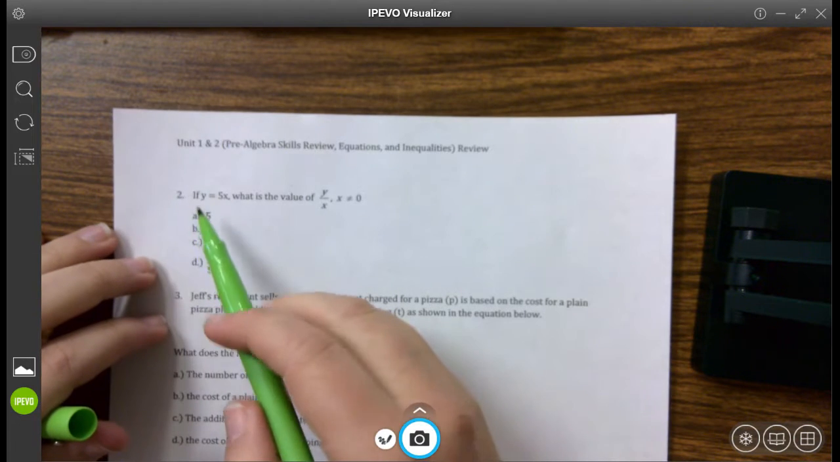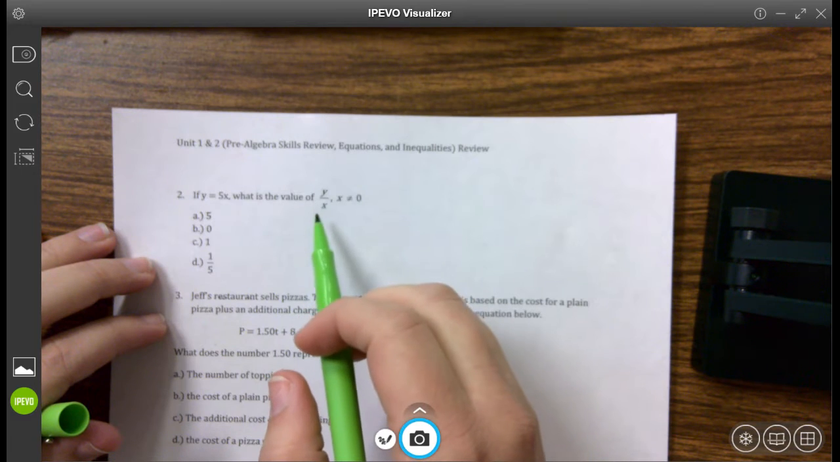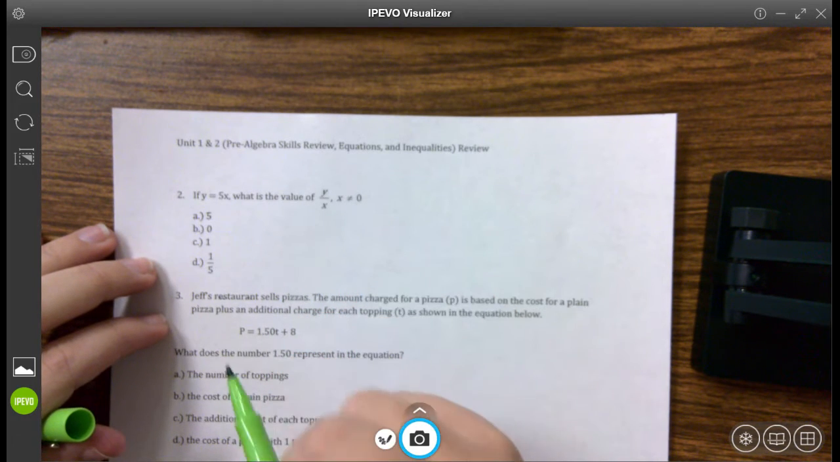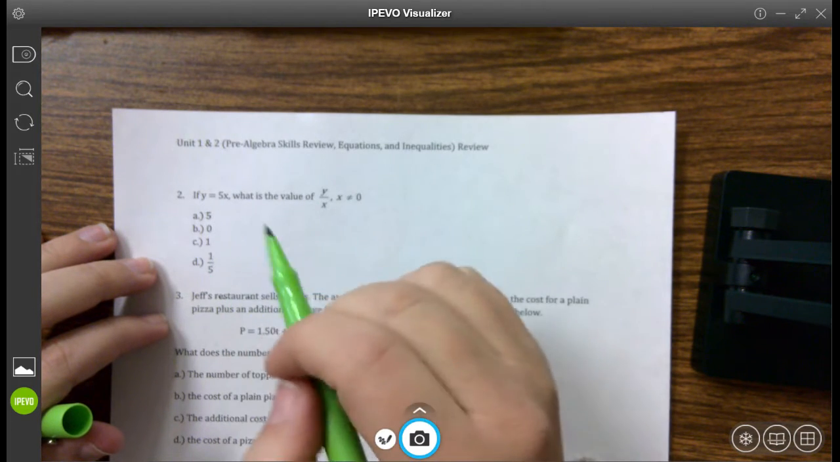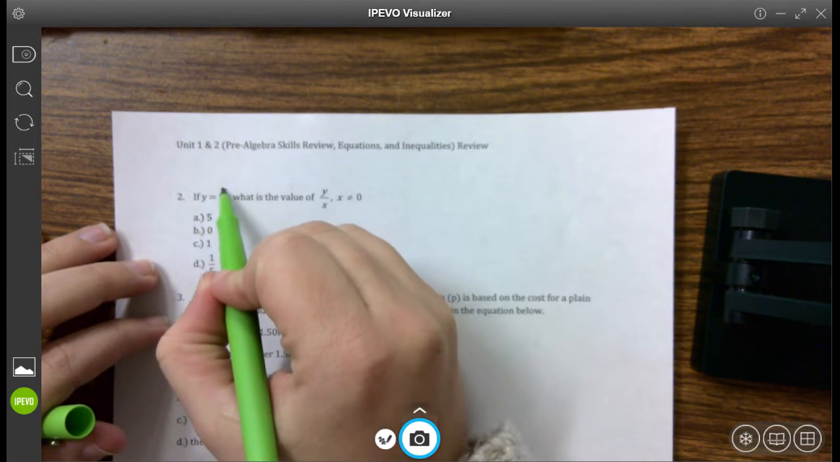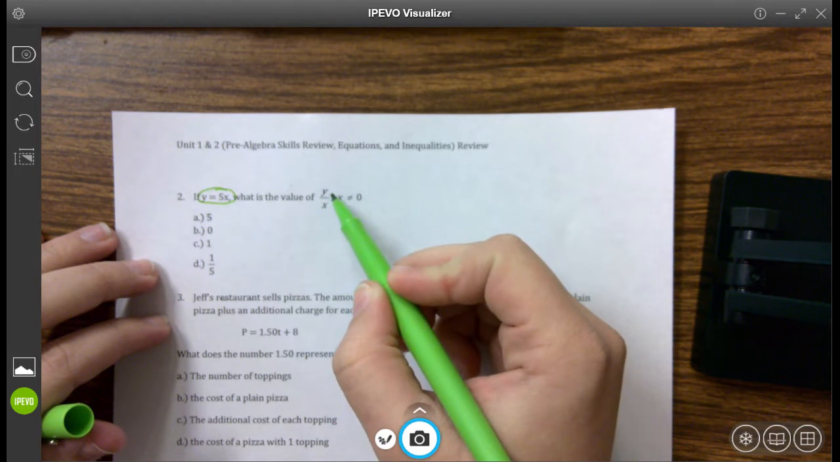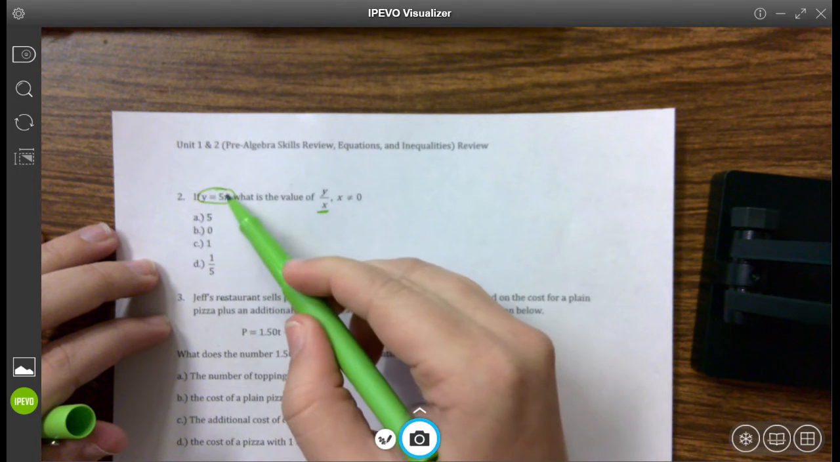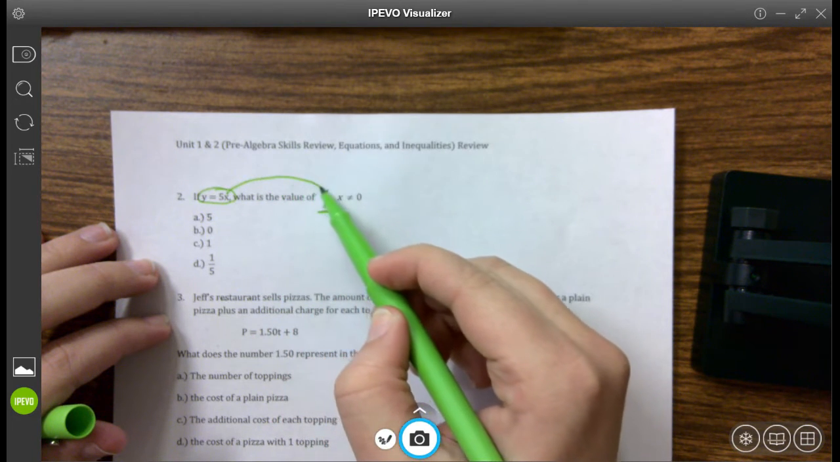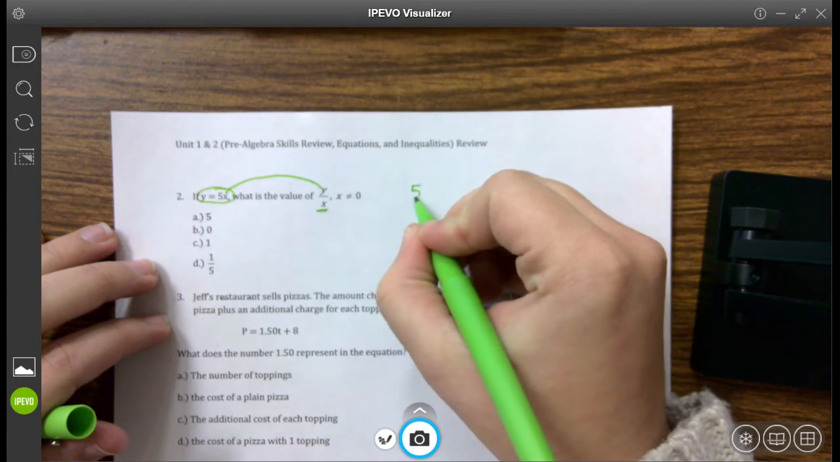So for the first question, it says, if y equals 5x, what is the value of y divided by x when x is not equal to 0? So first you have to stop and think to yourself, what can we do? We know y equals 5x, and we're trying to figure out what the value of y divided by x is. So we can just plug in 5x for y, because we know y equals that.